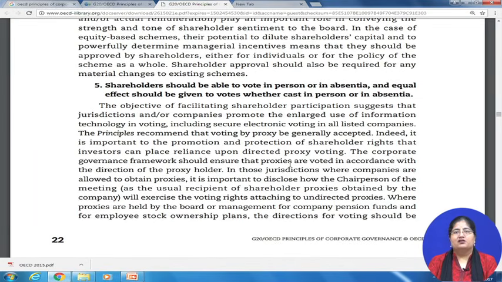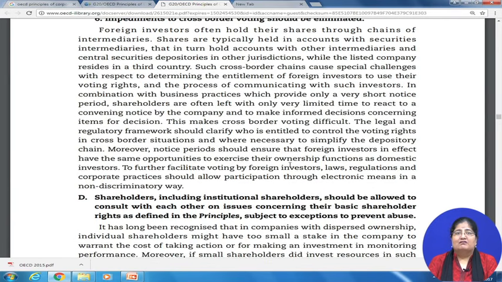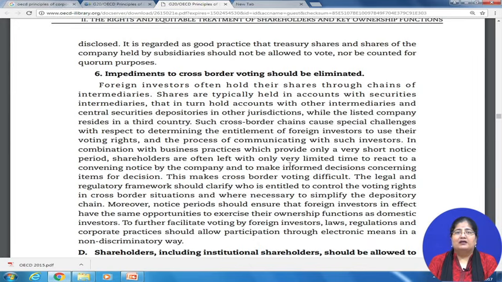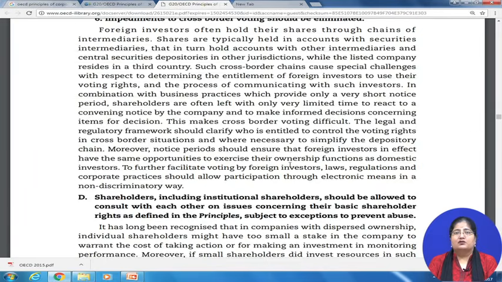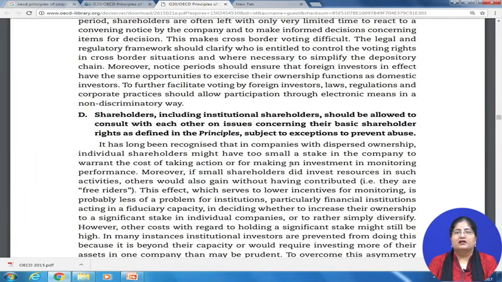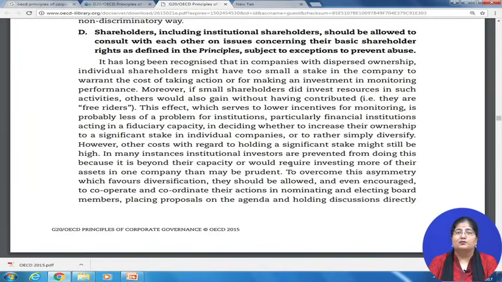Shareholders should be able to vote in person or in absentia, and equal effect should be given to vote whether cast in person or in absentia. Impediments to cross-border voting should be eliminated. Shareholders, including institutional shareholders, should be allowed to consult with each other on issues concerning their basic shareholder rights as defined in the principles, subject to exceptions to prevent abuse.